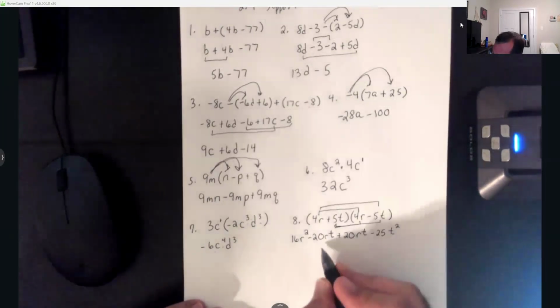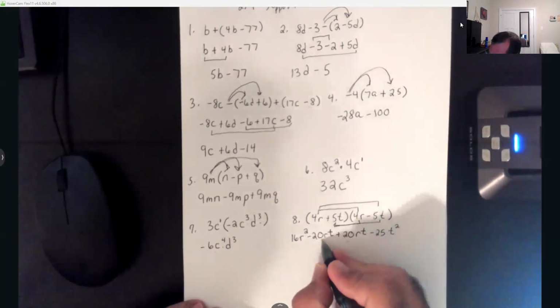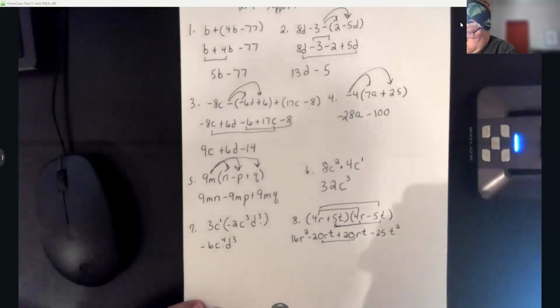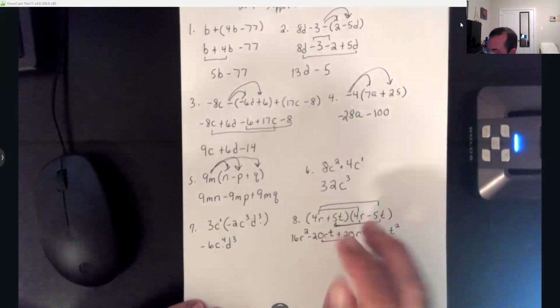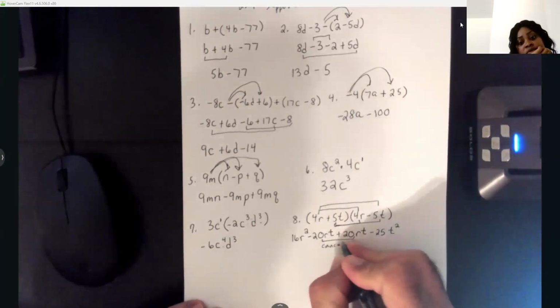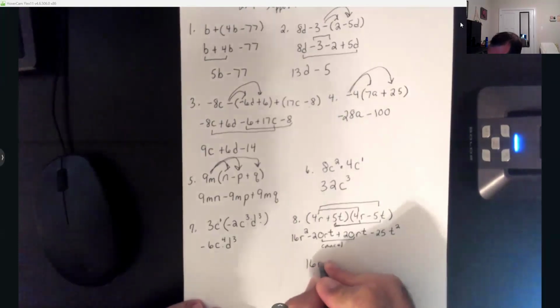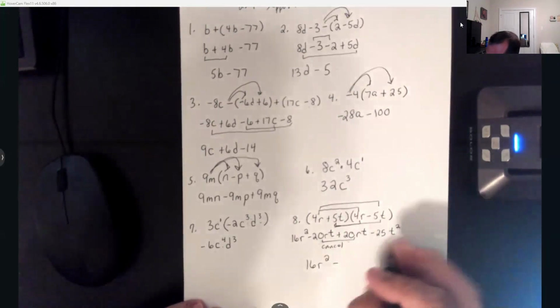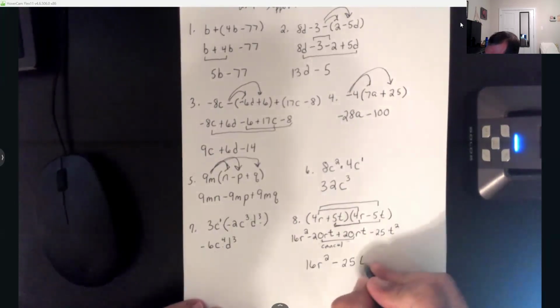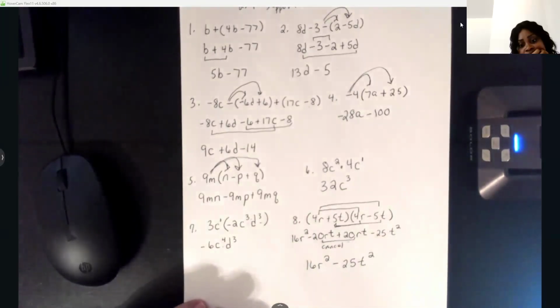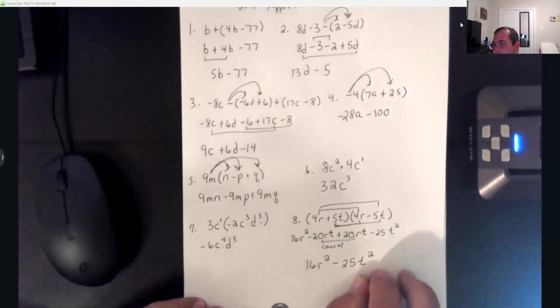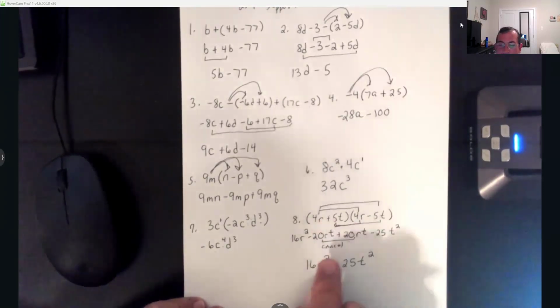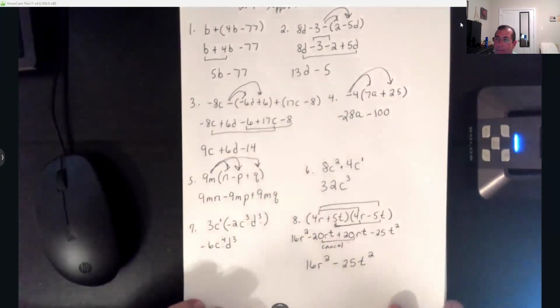So here's the question of the day. What happens to this stuff in the middle? They cancel each other out. And y'all, conjugate pairs will always cancel out those middle terms, okay? So I get a 16r squared minus my 25t squared, okay? That's why you'll do a lot of conjugate pair stuff later in life. Just remember, when you FOIL conjugate pairs, those middles will always cancel, okay? All righty.